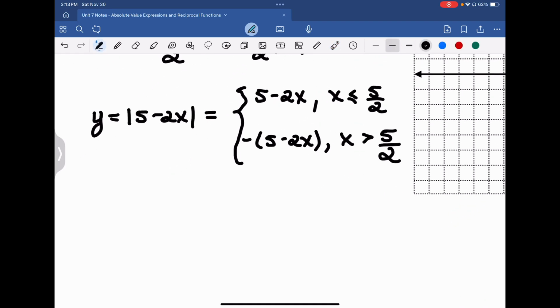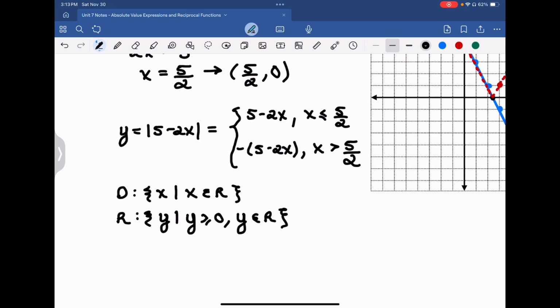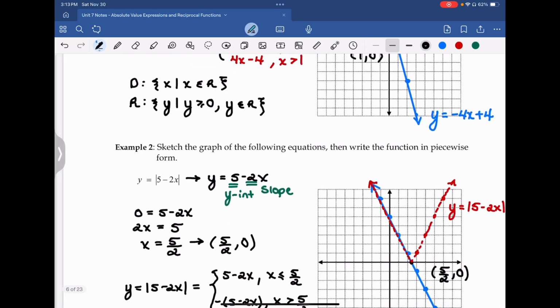All right, domain and range. Domain is going to sound very plain. Domain is just x is an element of the real numbers. For my range, it's going to be greater than or equal to 0, because in absolute value functions like this, all absolutes are essentially making all the y values positive in these linear cases. So we want to write it as y is greater than or equal to 0, where y is an element of the reals. Awesome. Okay, perfect.